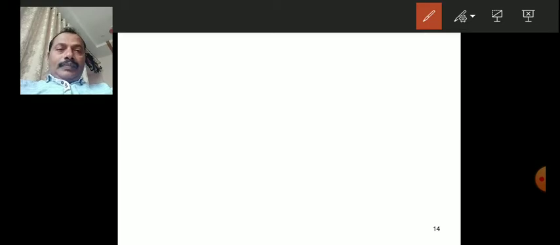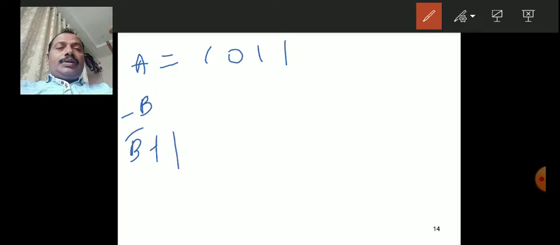That means number A is 0, 1, 1. Number B, minus B. Minus B equals B bar plus 1. So how do we get B bar? We got 0, 1, 0, 1. And this plus 1 is the first full adder plus 1.